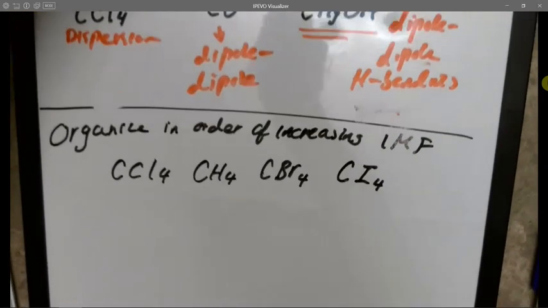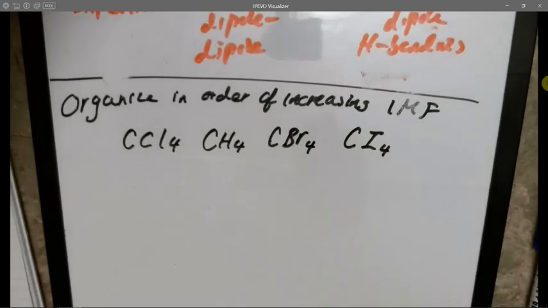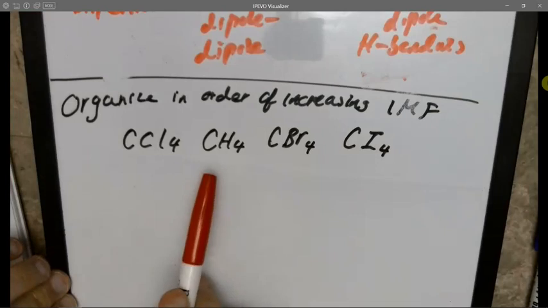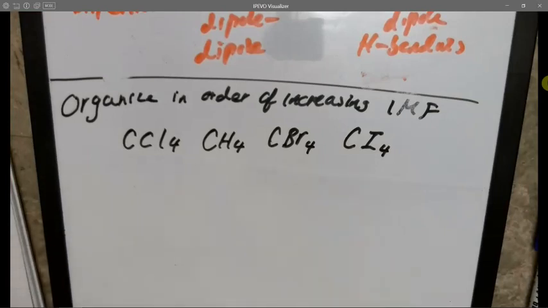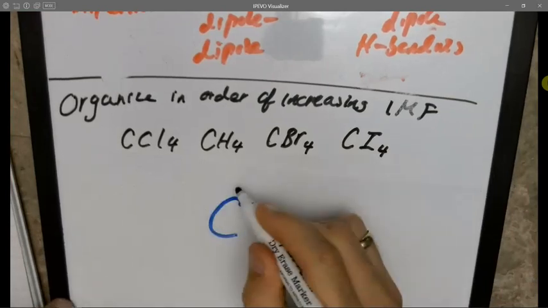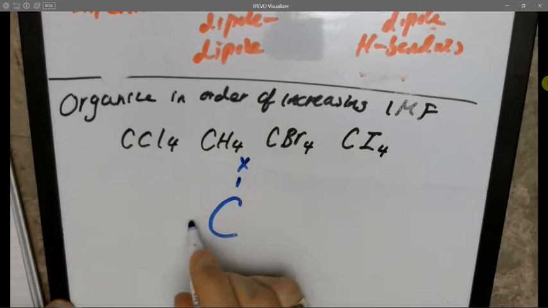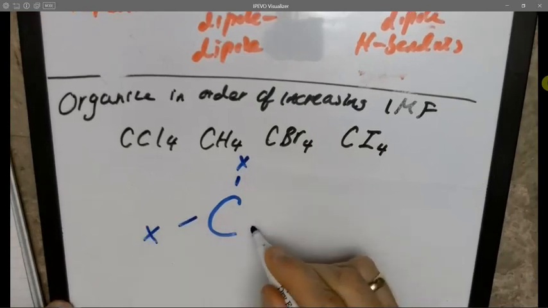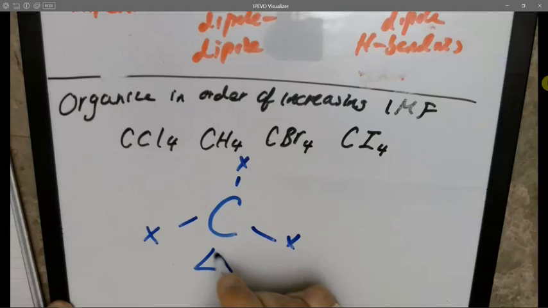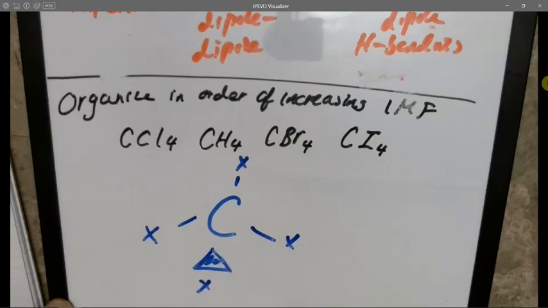Let's try to actually quantify whether something is stronger or weaker. So I have CCl4 and CH4, CBr4, and CI4. These all have the following structure. C, and I'm going to call whatever's attached to them X. And it could be any one. It could be chlorine, bromine, hydrogen, or iodine. And these are tetrahedral as well. They all look like this.